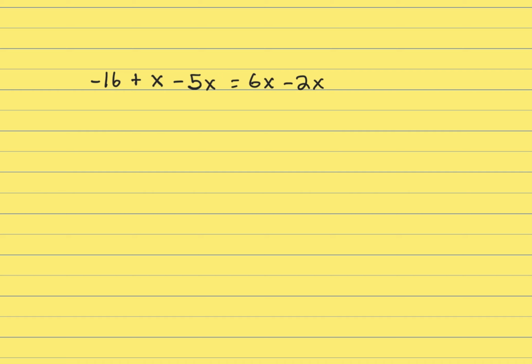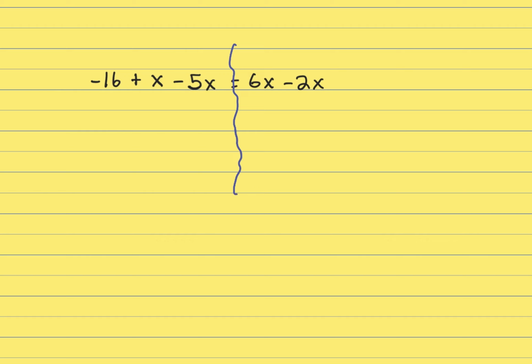Next one. Okay, now on the next one, a few more operations to talk about when we do this one. So we've got negative 16 plus x minus 5x equals 6x minus 2x. So this time, I'm just going to put a little line here to help me out just a little bit.